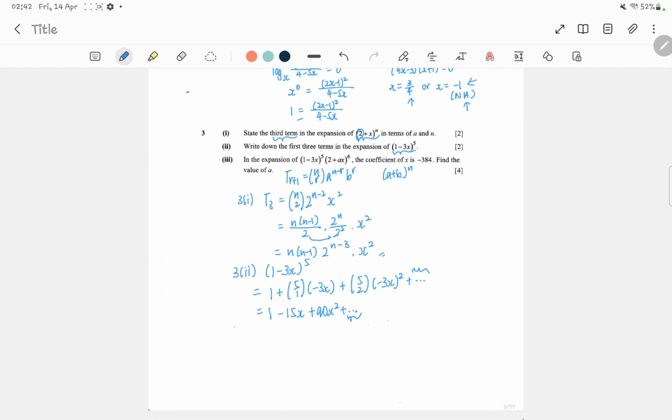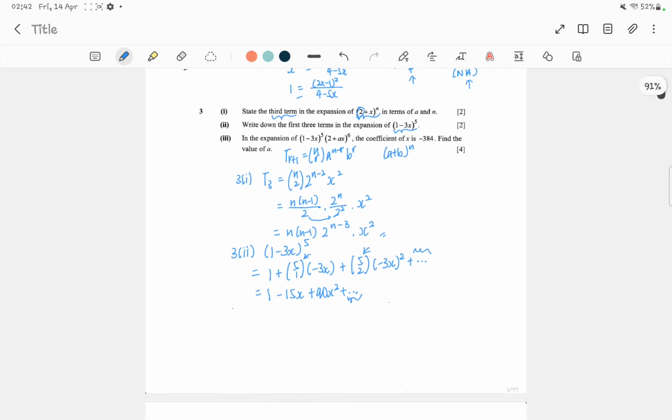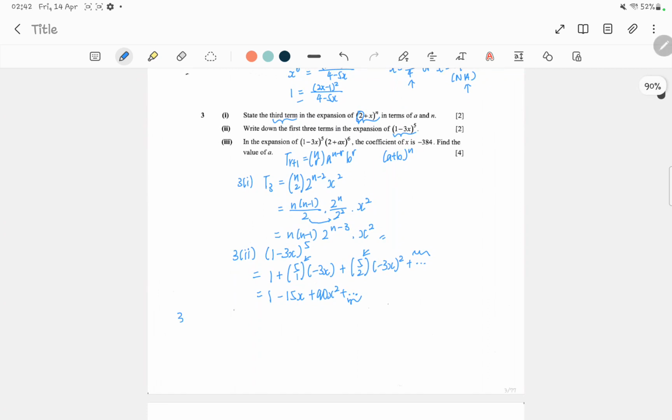For your info, 5 choose 1 over here, you can key in your calculator, it's 5. And 5 choose 2 over here, you can key in your calculator as well, it equals 10. Now let's do 3 part III.